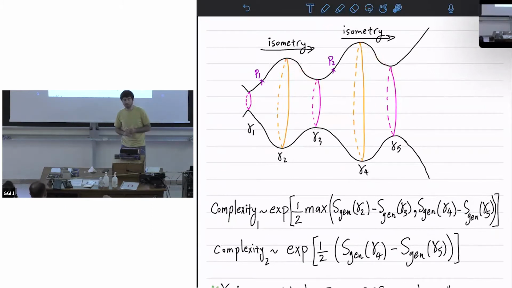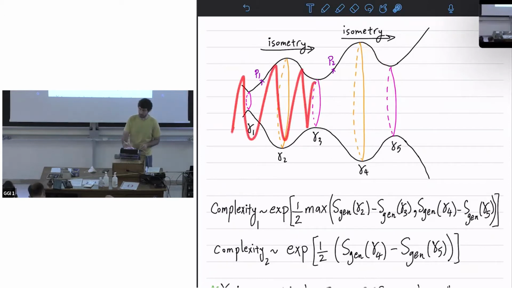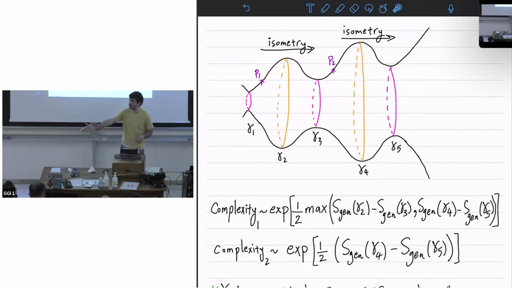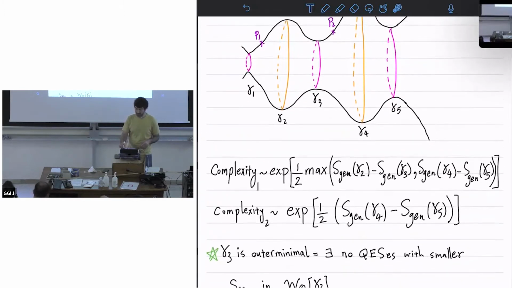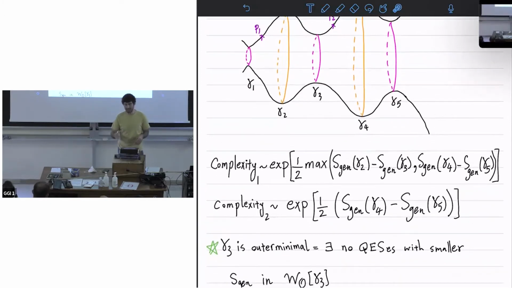But note that if I want to reconstruct P2, I don't need to refer to this region at all. I can just write the isometry from here outwards. I can just do that isometry. Therefore, the complexity only depends on this piece of the geometry. This is happening because gamma 3 is an outer minimal quantum extremal surface. It's a quantum extremal surface that doesn't have any other quantum extremal surfaces in its exterior with smaller generalized entropy.